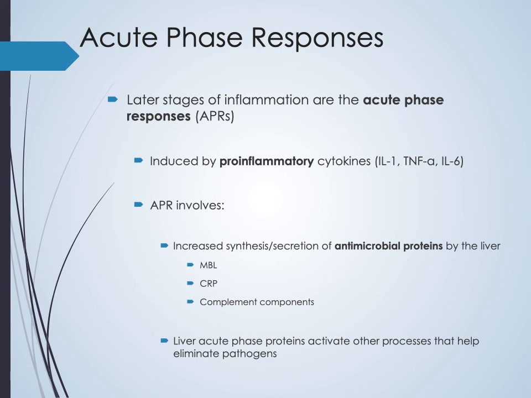With APR, acute phase response, we're going to get increased synthesis and secretion of antimicrobial proteins, because as that repair happens, we want to make sure that we don't have new pathogens coming into the area, or maybe if we didn't clear a bacteria, we want to make sure that we have a response to it. So there's a number of different proteins that are produced by the liver. So the liver acute phase proteins get activated, and they're going to help to eliminate those pathogens.